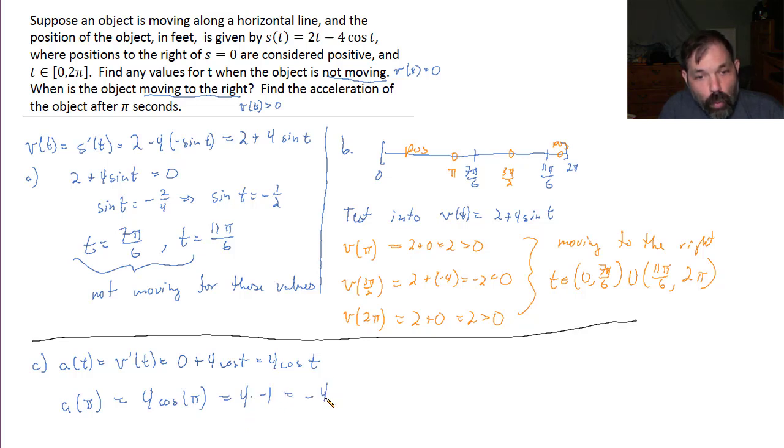That would be -4. And then what would the units be? Well, the position is in feet, right? And the time is in seconds, right? We're told seconds. So the position is in feet, the velocity is in feet per second, the acceleration is in feet per second squared. Feet per second per second.